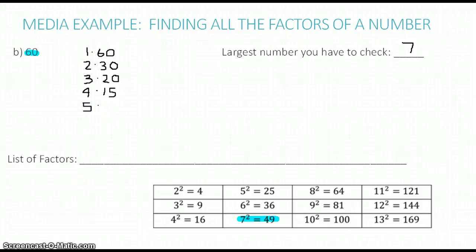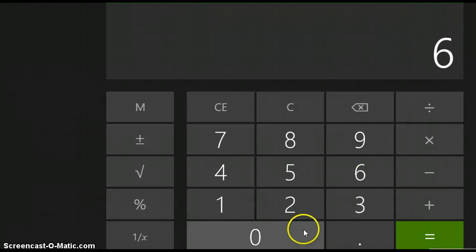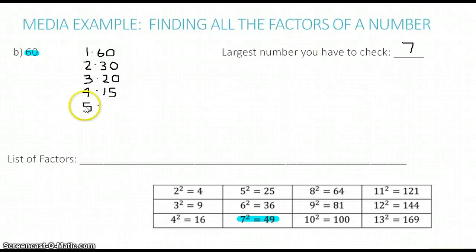We're going to move on to 5. 60 divided by 5 equals exactly 12 with no remainder. So that means 5 is a factor of 60, and so is 12. You probably know that 6 times 10 is 60. And now we only have to go up to 7, so let's check 7.